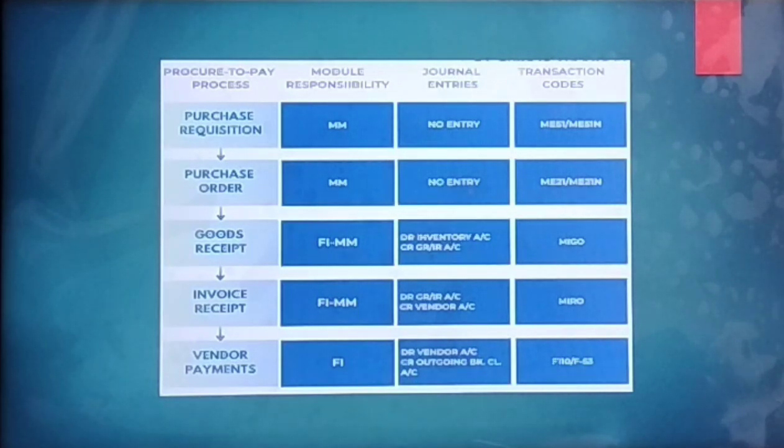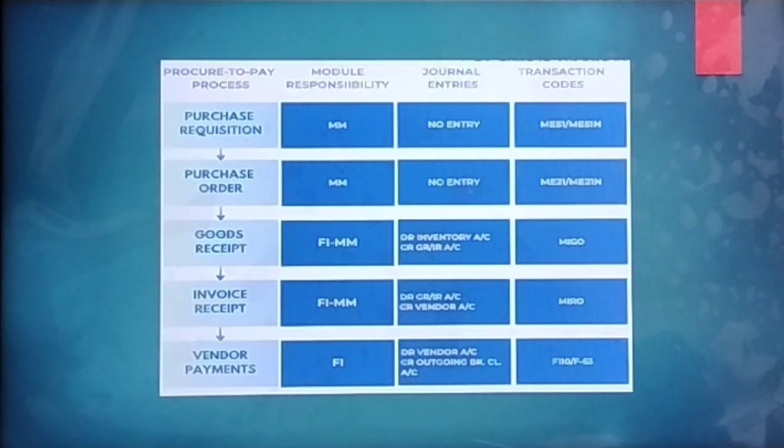And the second thing: once the PR, the purchase requisition, is approved, you will raise the purchase order. Again, there are no journal entries, and the T code to create the purchase order is ME21N. Once the purchase order is raised and the vendor is notified, the vendor will send the goods, and we will receive the goods.